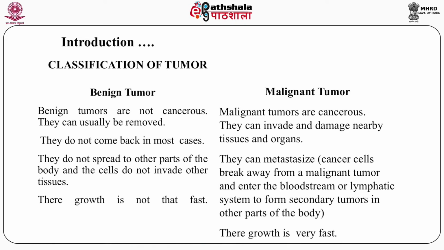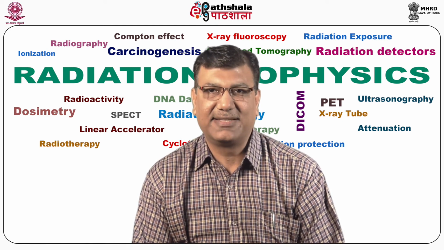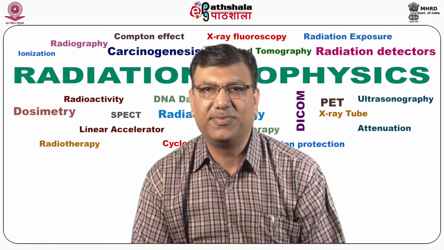Classification of the tumor. There are two types of tumors. Most of the tumors are benign, meaning they are not cancerous. Benign tumors can usually be removed by a surgical process. They do not come back in most cases. They do not spread to other parts of the body, and the cells do not invade other tissues. Their growth is not as fast as compared to malignant tumors.